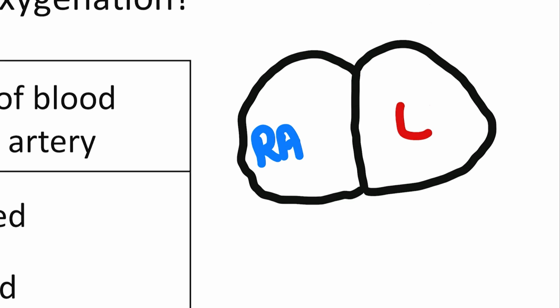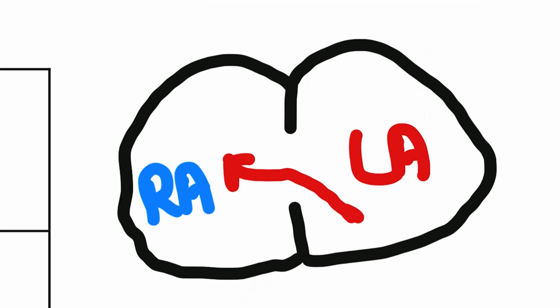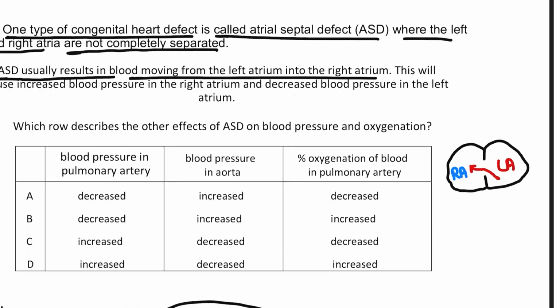There's a hole in the wall known as the atrial septal defect. So what will happen? The blood will travel from left atrium to the right atrium. And why is that so? Because the blood pressure in the left atrium is higher than the blood pressure in the right atrium. So there will be left to right shunt, right?